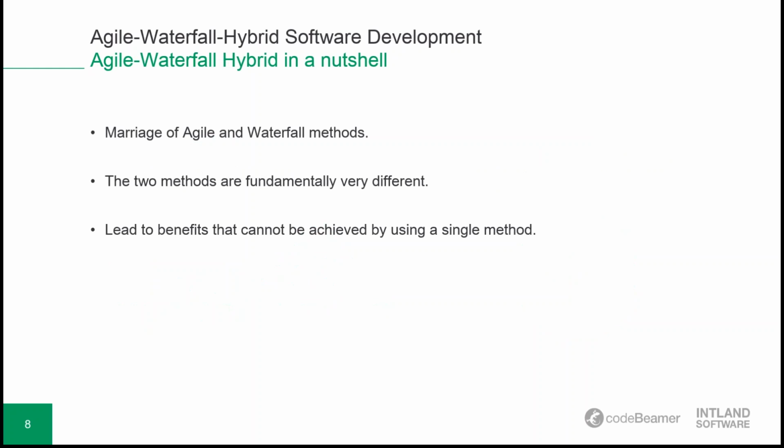So now, a few words about the Agile Waterfall hybrid. The hybrid model is kind of like the marriage of Agile and Waterfall methods. At first look, it might seem that these two methods are so fundamentally different that they could not possibly be used together within the same project. Actually, the hybrid method can lead to benefits that cannot be achieved by using a single methodology.